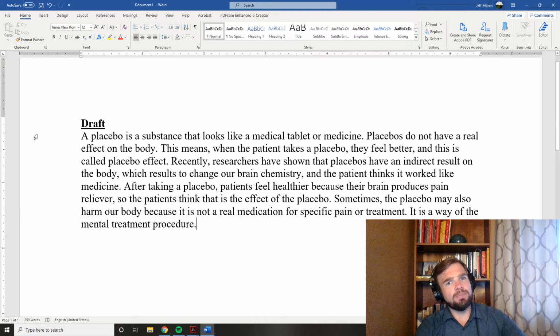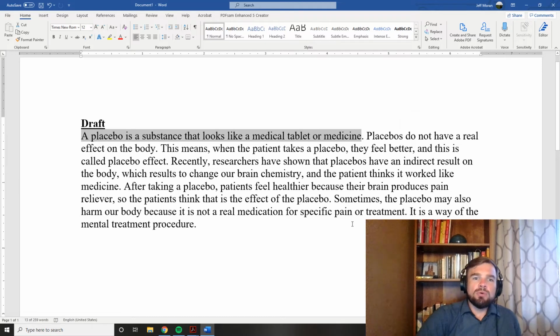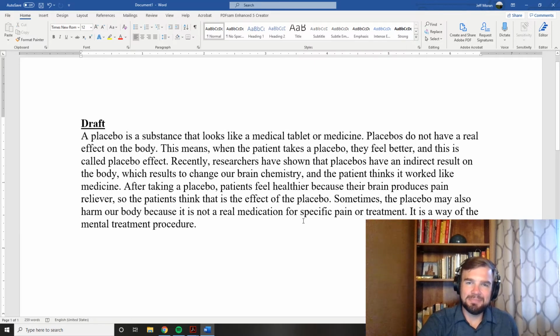So let's look at one together. A placebo is a substance that looks like a medical tablet or medicine. Think about this for just a second. What type of sentence do you think this is? Simple, compound, complex, compound-complex? Remember, the rule is subjects and verbs, right?